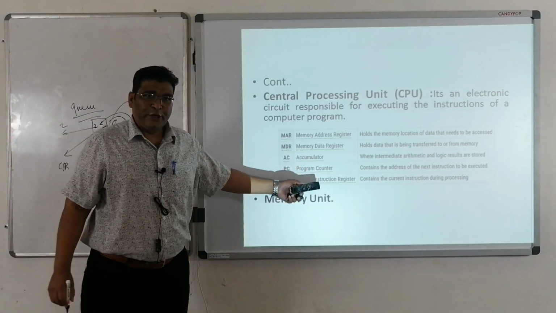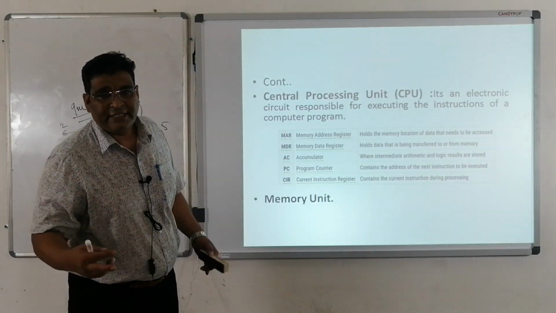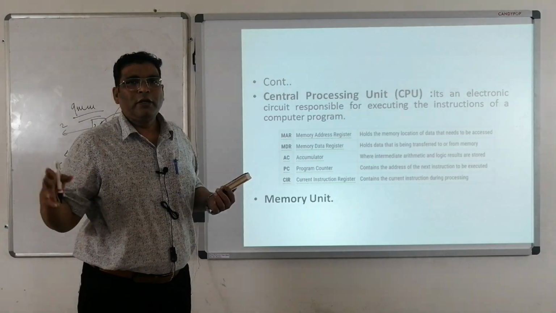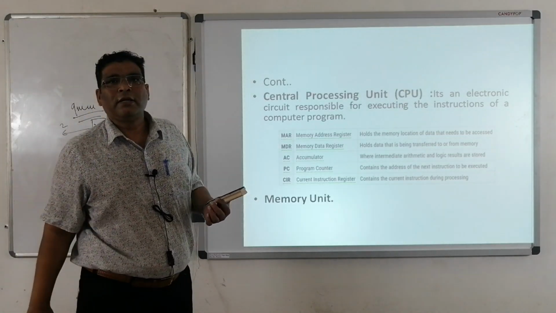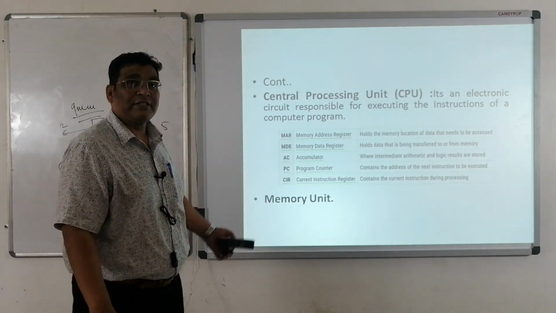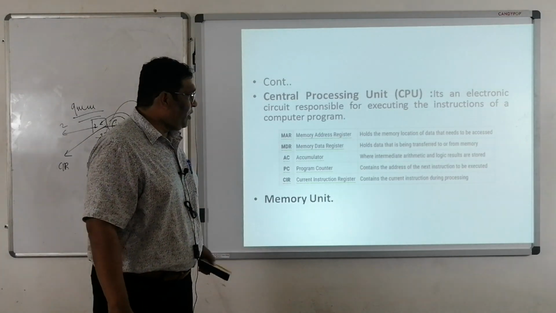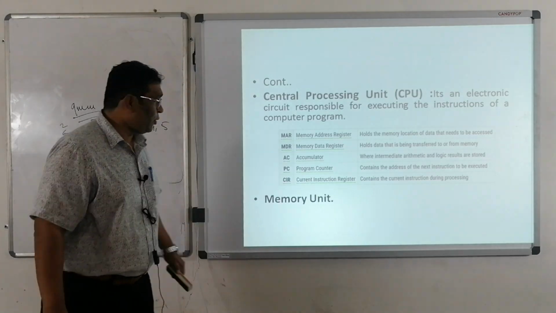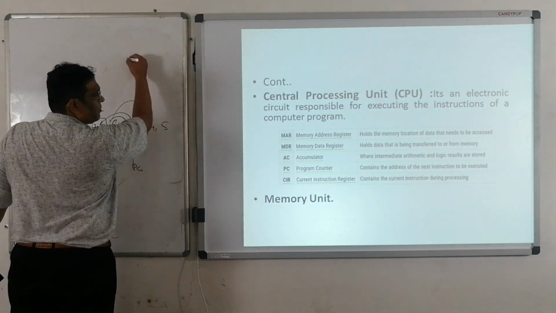Now AC, the accumulator, is used for addition, subtraction, multiplication, all these processes. As we move on in unit 3 and unit 4, we will see some examples of this. Then the memory address register holds the location of data that needs to be accessed. It holds the memory location.